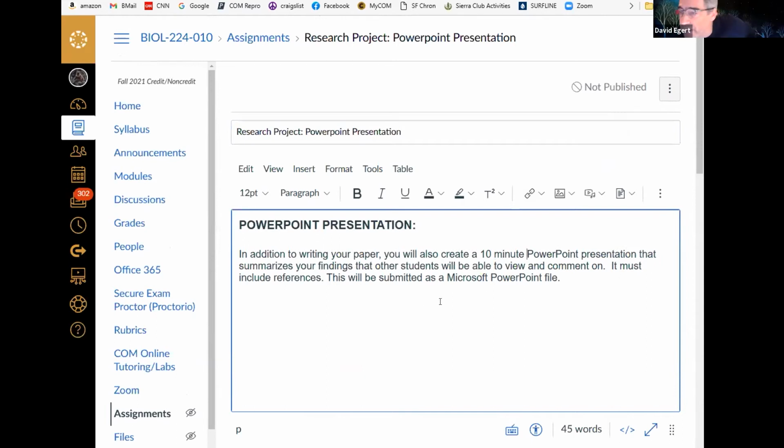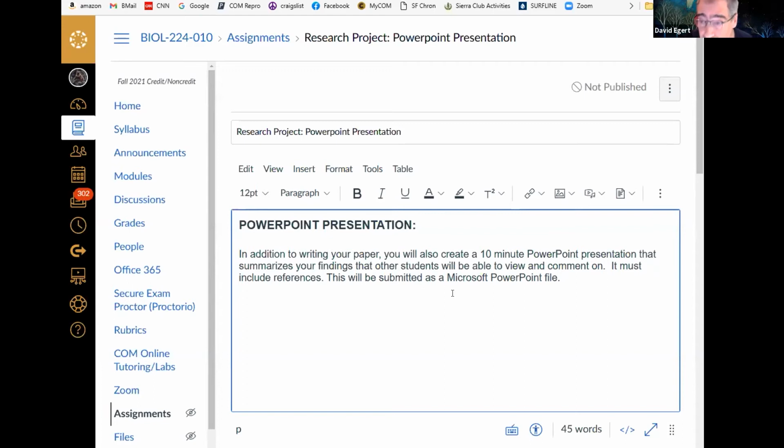That summarizes your findings so that other students will be able to view and comment on them. That's going to be part of your grade, actually going and commenting on other people's research projects. I'll be uploading these all into Canvas, and there'll be a discussion board where people can discuss other people's research projects.